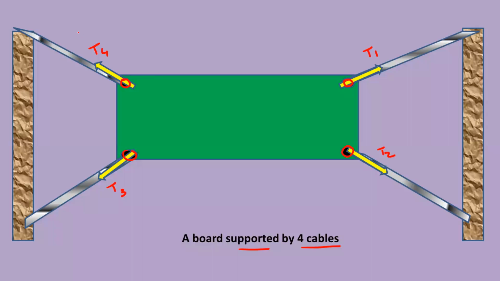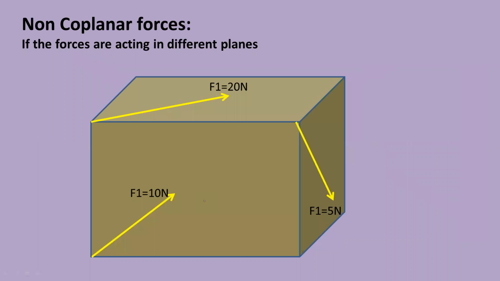Okay, so if you draw one imaginary plane, so this is an imaginary vertical plane. So all these vectors T1, T2, T3, T4, they are lying in this plane only. Okay, and therefore it is a coplanar force system. Next example, it is for the non-coplanar forces, if the forces are acting in different planes.